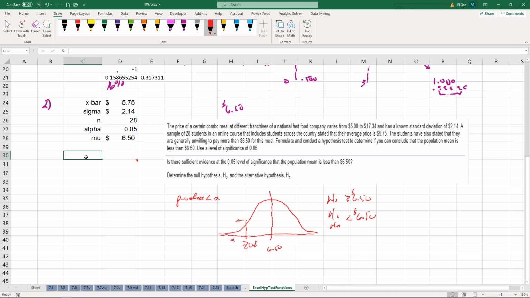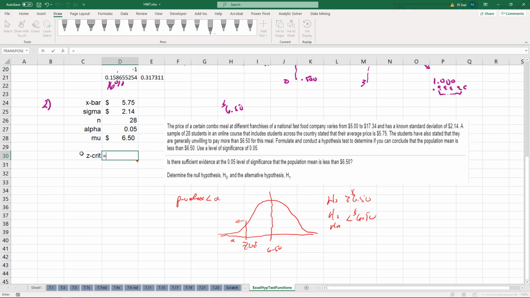So the first thing we do is Z critical. This is the other formula that we need to do: an inverse formula. We need to do a NORM.S.INV. What you feed that is the probability, so we're going to use alpha here. This is going to give us the Z that goes with that probability. So we get minus 1.644, etc.